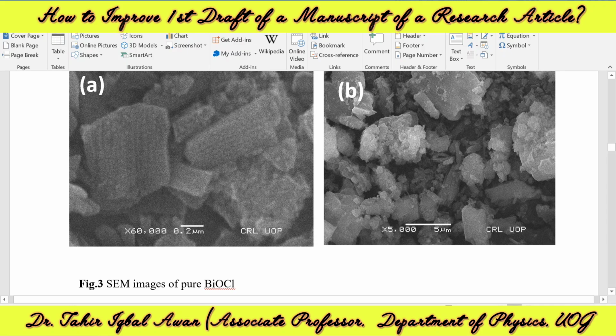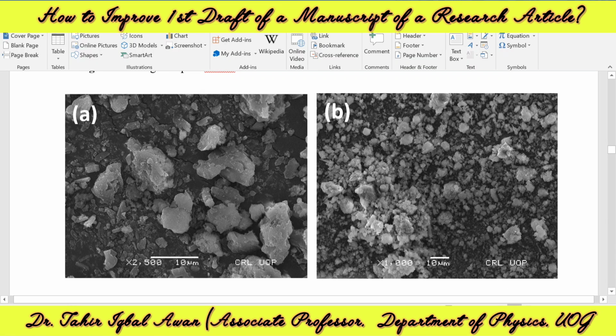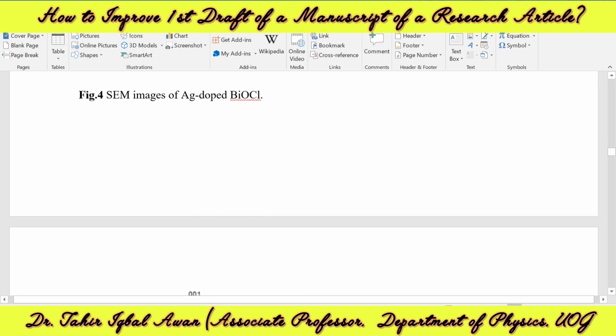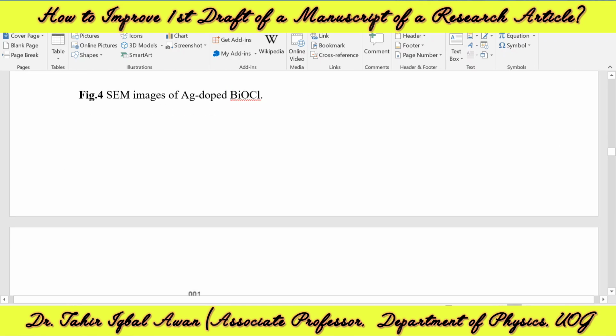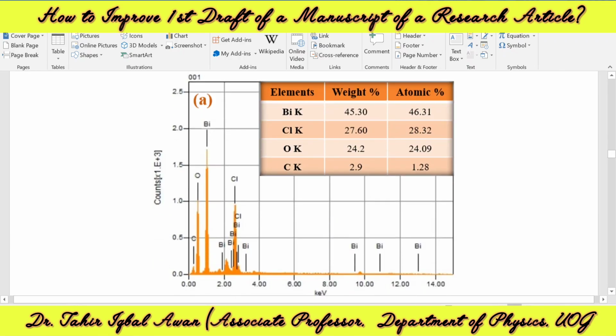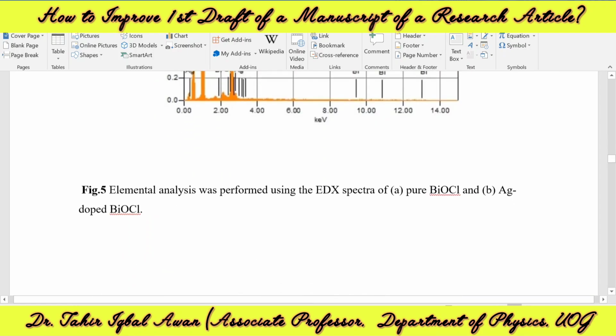So I can see from the scale that this is 0.2 microns, this is 5 microns, but that should be spelled out in the caption. Or I would say use this SEM image and put this A figure in the inset of this figure B, and then that would serve the purpose. So even in figure number 4, we are writing A and B, which should be explained in the caption of figure number 4.